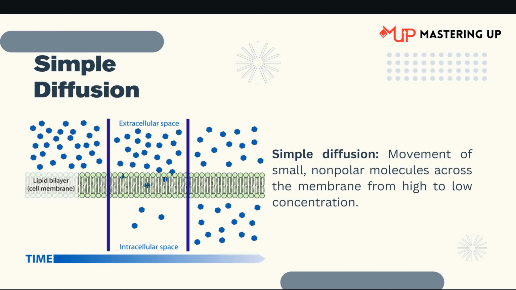Now let's see simple diffusion. Diffusion is the simplest form of passive transport, where small molecules such as oxygen and carbon dioxide move freely through the membrane following their concentration gradient. In the illustration at the left, you can see the molecules moving across the lipid bilayer following their concentration gradient.